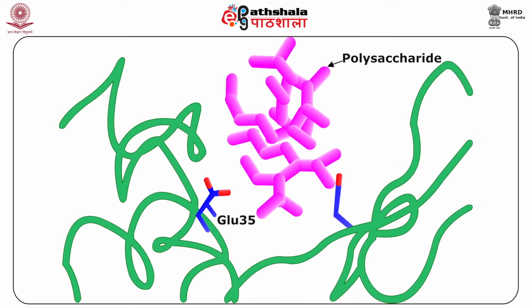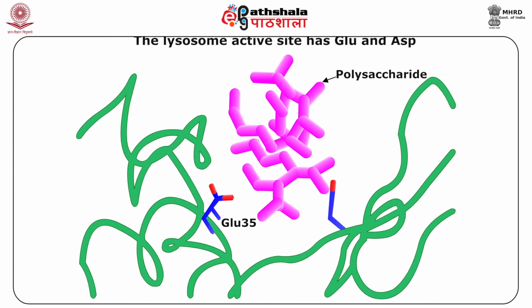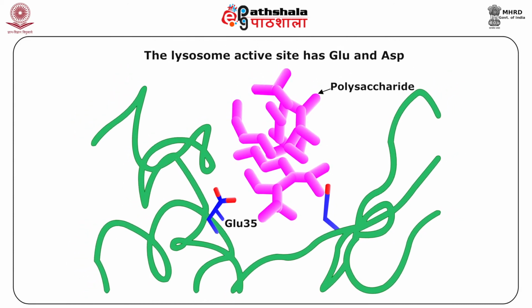The two amino acids in the enzyme that are in close proximity to the site of attack, that is close to the D residue in the substrate binding pocket, are glutamate 35 and aspartate 52. The figure on your screen shows you the proximity of the sugar residue D with aspartate 52 and glutamate 35 of the lysozyme backbone.